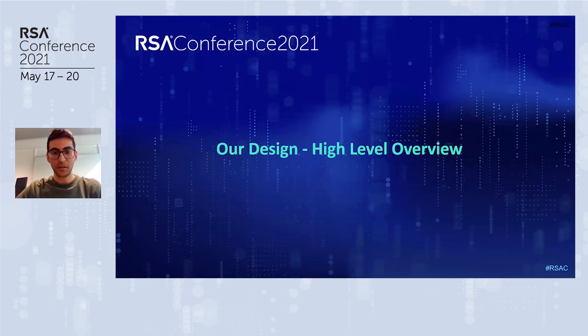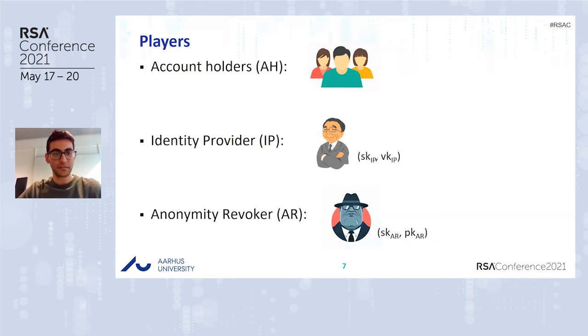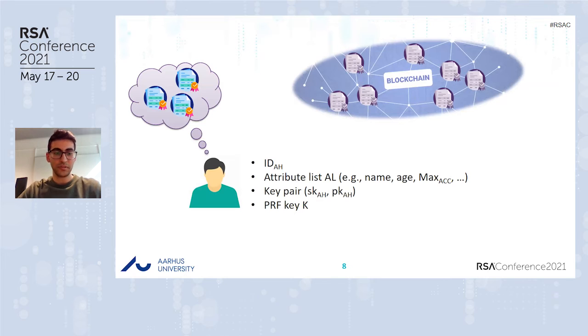Our design at a high level is as follows. We have three different players in the system: account holders, which are just the users of the system, and two types of authorized parties, identity providers and anonymity revokers. At the beginning, when the user wants to create an account on the blockchain, they need to register with an identity provider. So we assume that we have an account holder with an identity that we show with IDAH here. The account holder has a list of attributes where one of them is called maxAcc, which specifies the maximum number of accounts that this user can open.